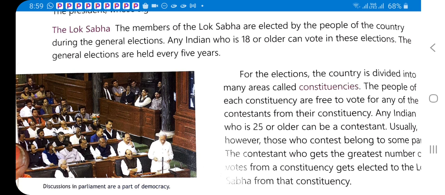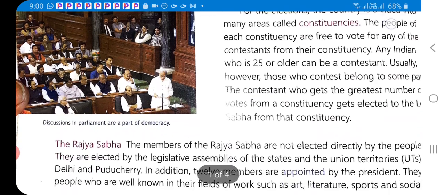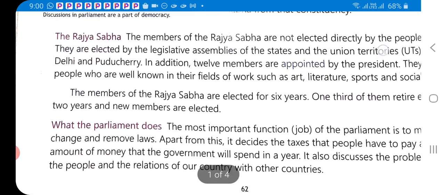Usually, however, those who contest belong to some party, and the candidates who are contesting the election belong to some party. We have many parties in our country like Congress, BJP, INLD, AAP. So the contestant who gets the greatest number of votes from a constituency gets elected to the Lok Sabha from that constituency. Rajya Sabha. Now we will read about the second house of the parliament, which is Rajya Sabha.